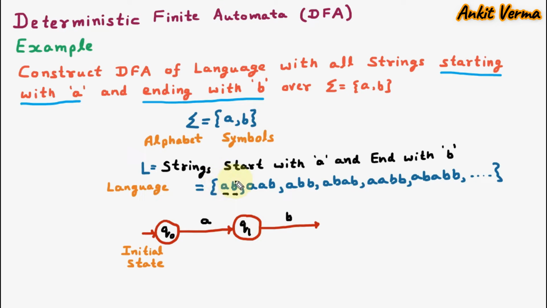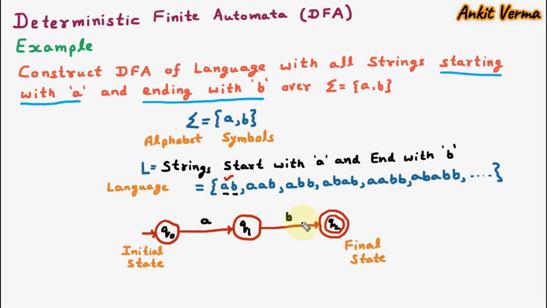Here we can see that this AB is part of the language, which starts with A and ends with B, so this string should be accepted. So we should have a final state, represented by a double circle. Let us suppose the name of this state is Q2. For the string AB, for the first symbol A, from Q0 we go to Q1, then for B from Q1 we go to Q2, which is the final state. So this string is accepted by the DFA. Till here the skeleton of the DFA is designed.